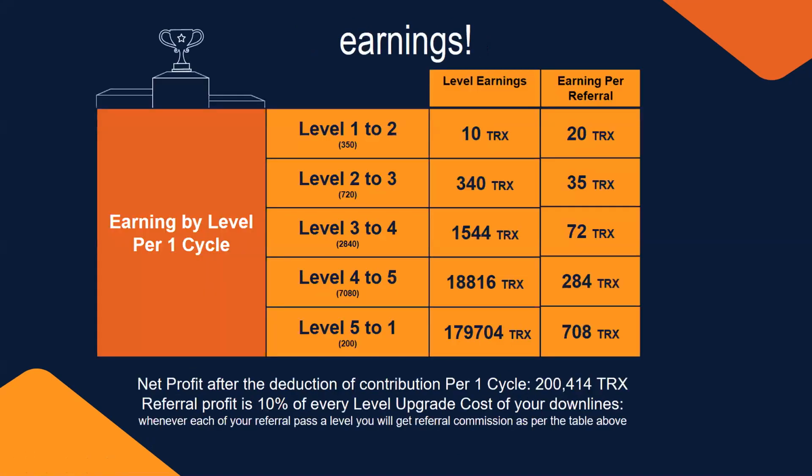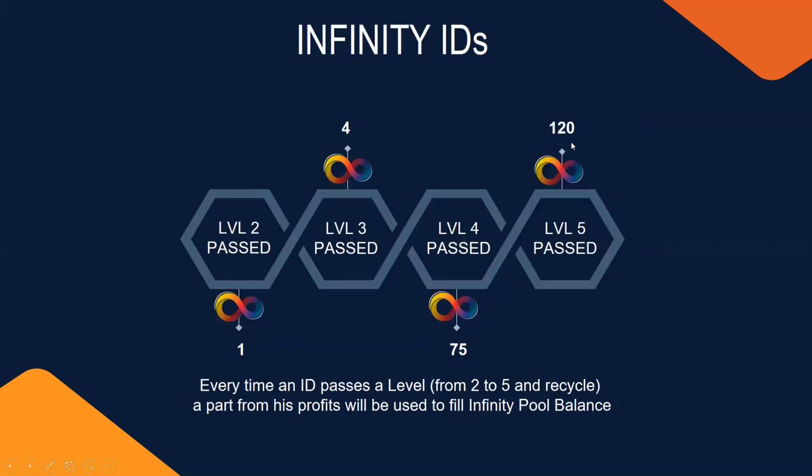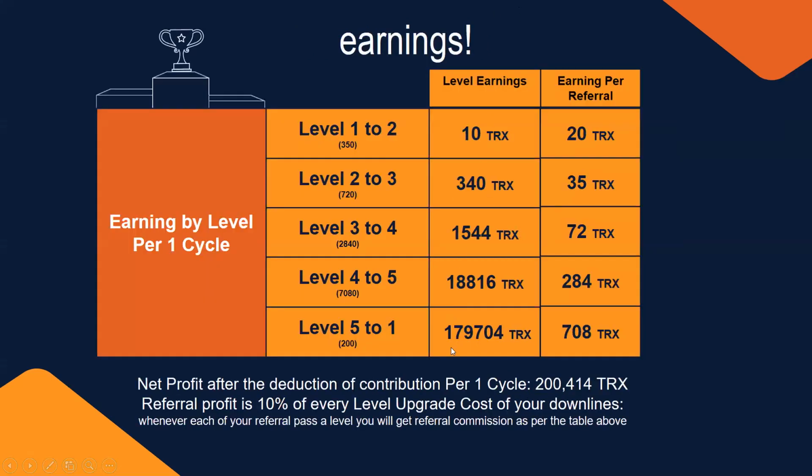But what are the earnings? Here you go: earnings by level per one cycle. This is a full cycle of earnings from one back to one. These prices are already net profit, meaning all the contribution has already been calculated. This is what you are expecting to have immediately and directly in your wallet whenever you are passing a level.